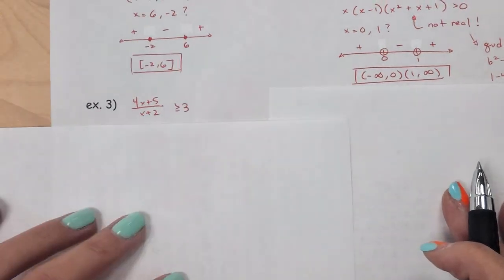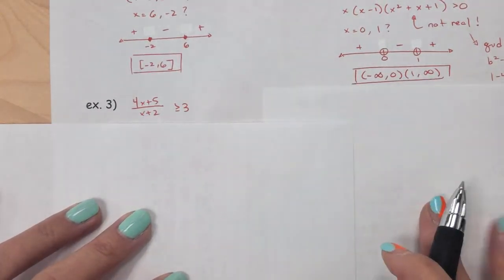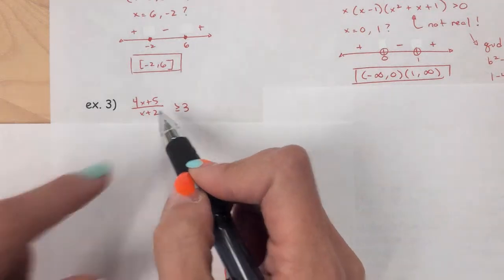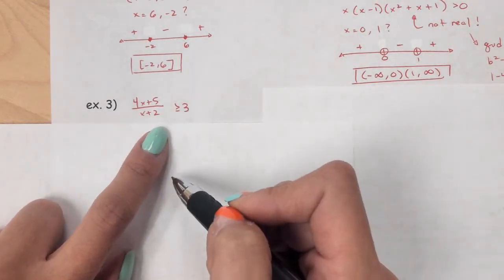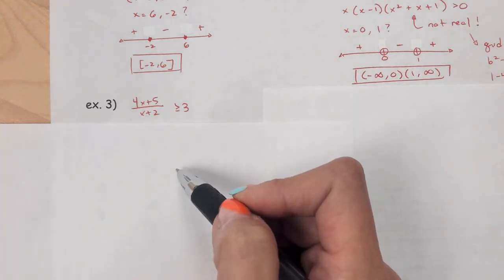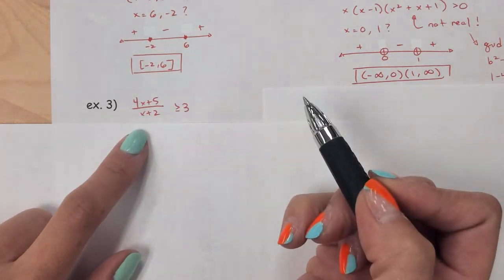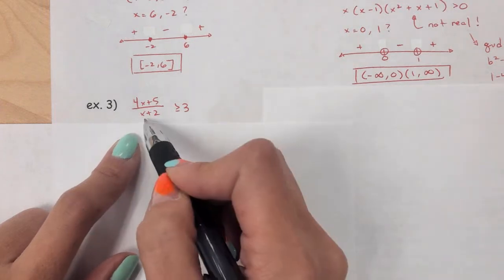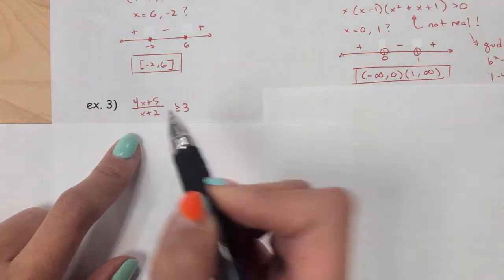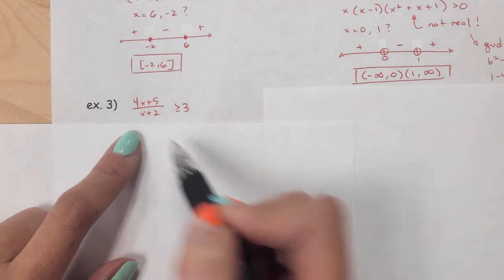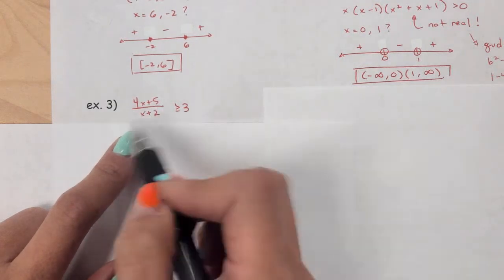So let's say you have this. So there's 2 ways to start this. You can either multiply both sides by x plus 2, or you can subtract the 3 over to the left side. One of those is no good. The one that's no good is multiplying. How come? Because if you multiply, you might be multiplying by a negative, and if you multiply by a negative, that sign changes. So we cannot multiply away any x's. We can't do that. We can't divide away any x's.